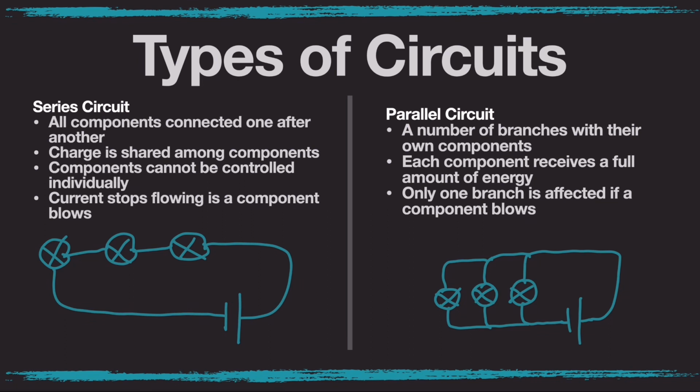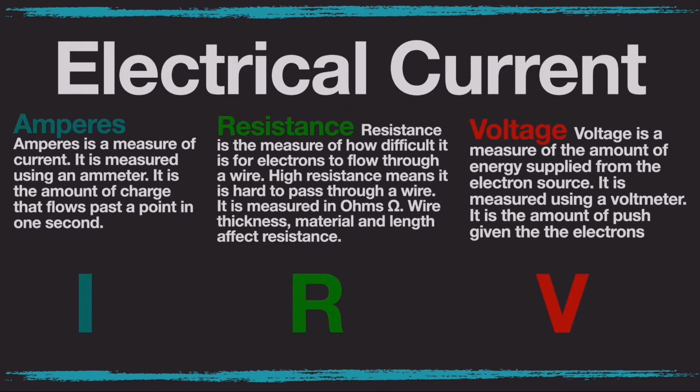And a parallel circuit. A number of branches with their own components. Each component receives a full amount of energy, and only one branch is affected if all components blow. Electrical current. Amperes are a measurement of current. It is measured using an ammeter and is the amount of charge that flows past a point in 1 second.